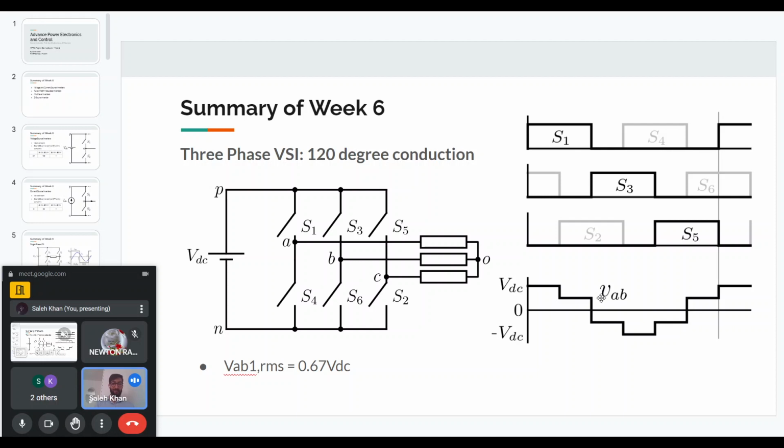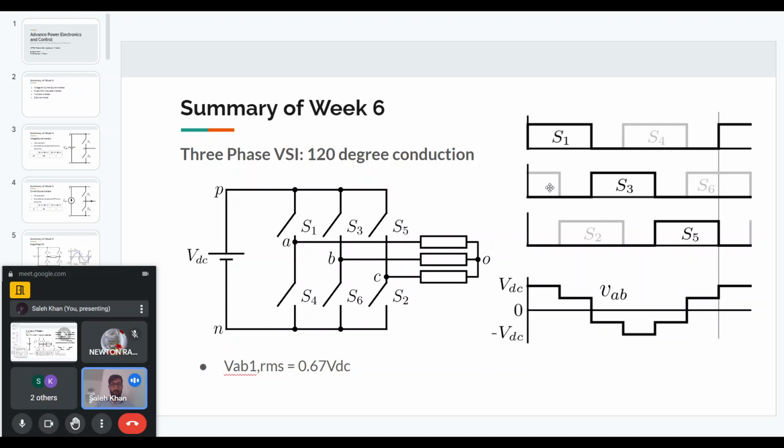Now in the next 60-degree operation, S1 is on, but in phase B there is no switch that is on. So this point B is just floating. Since S3 and S6 are both off, there is no path for the current to flow, so phase B will not have any current. We are assuming that it's a resistive load, or mostly resistive load, so that the current also dies down with the voltage.